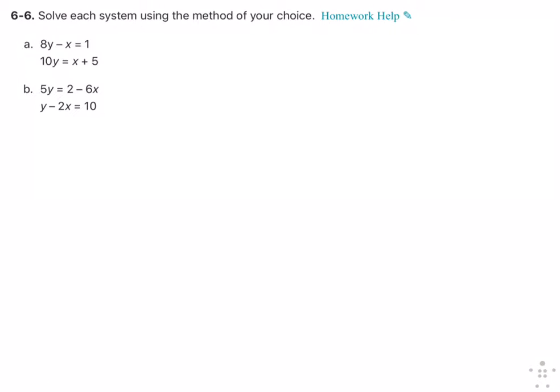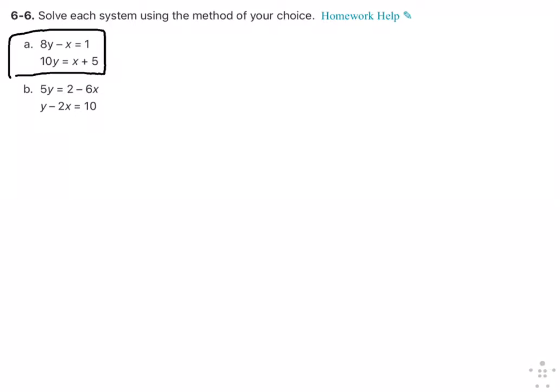Okay, 6, 6 is spiraling, right? They want us to solve the system, so let's do A first, right? Let's do A here. And they're giving us the ability to do this any method we want.